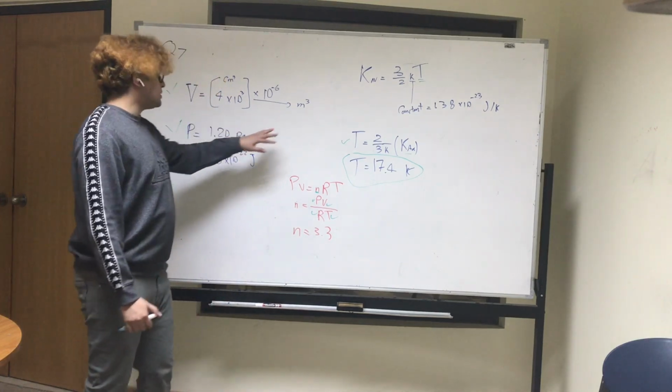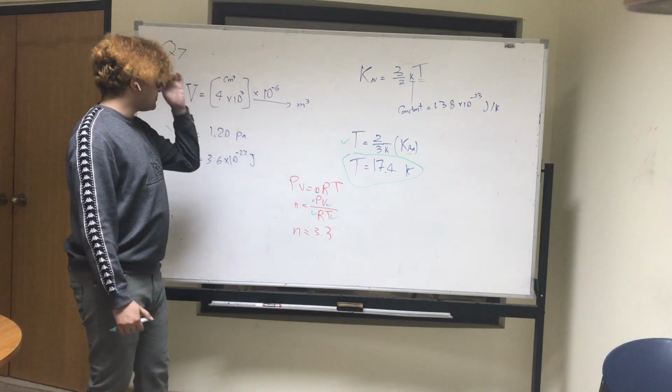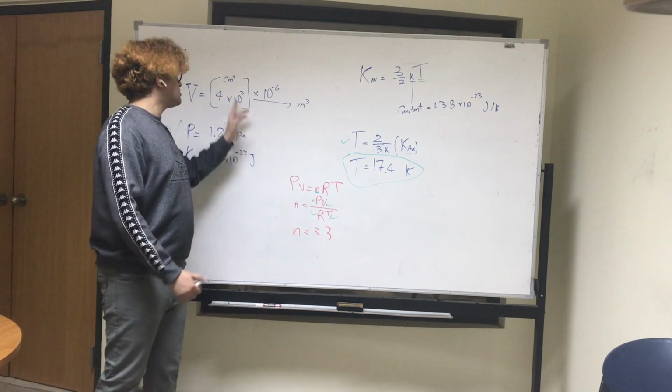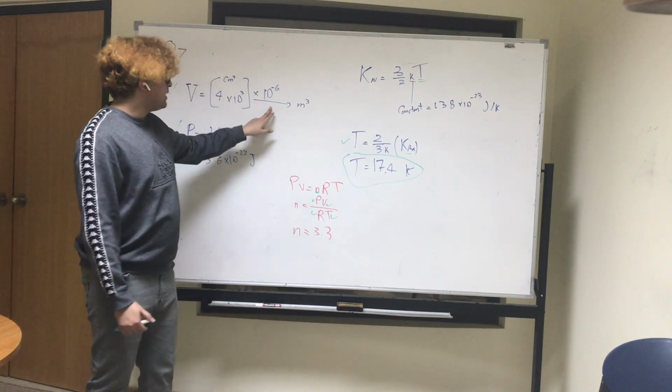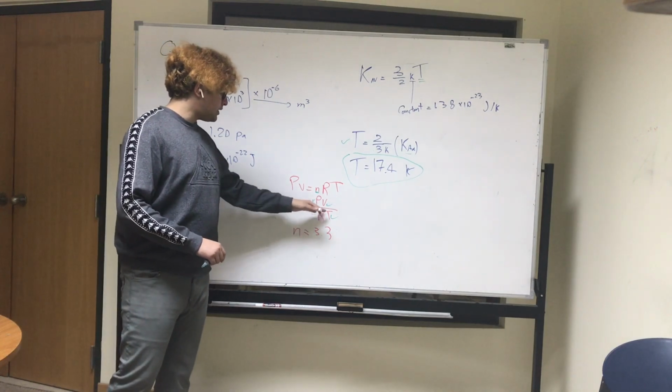Now, keep in mind that our SI unit for volume is meters cubed, and it's given in centimeters cubed. So in order to convert it to meters cubed, you have to multiply by 10 to the -6. And if you plug your numbers into your calculators, you'll be getting this.